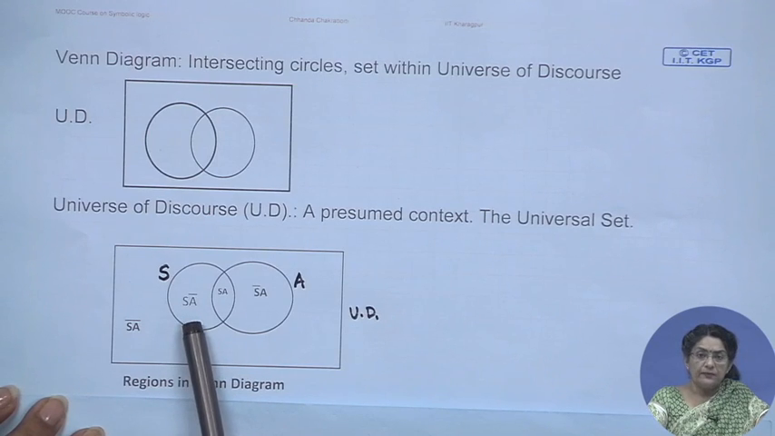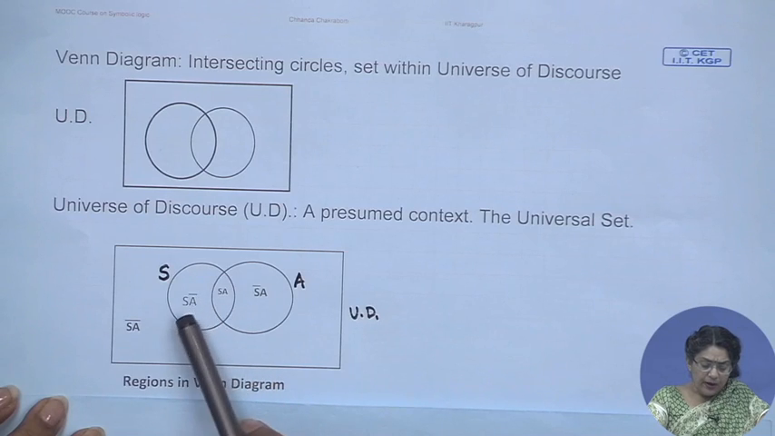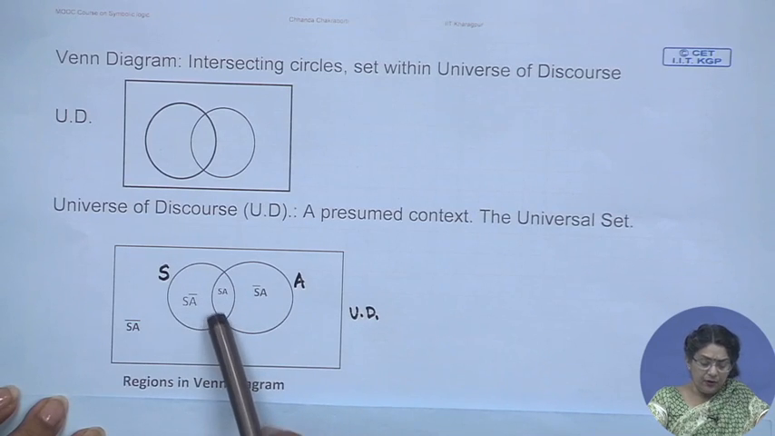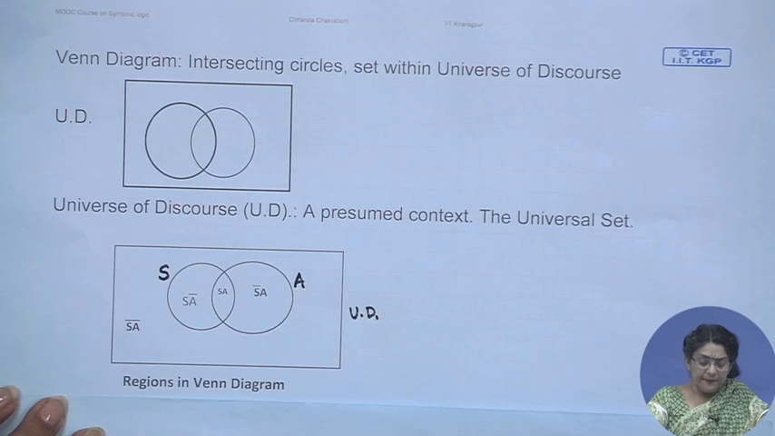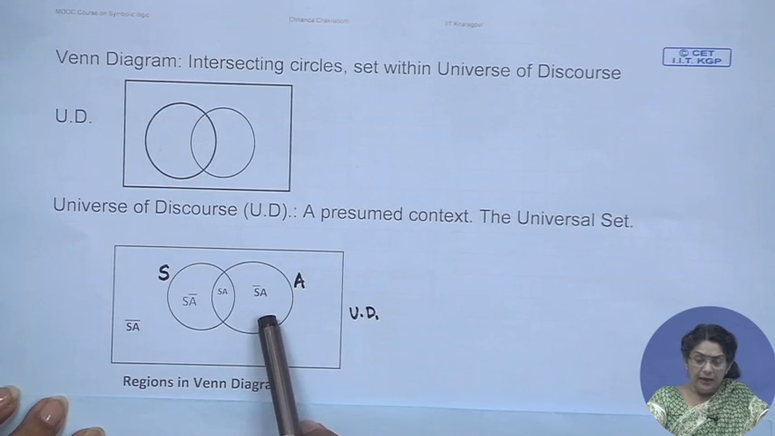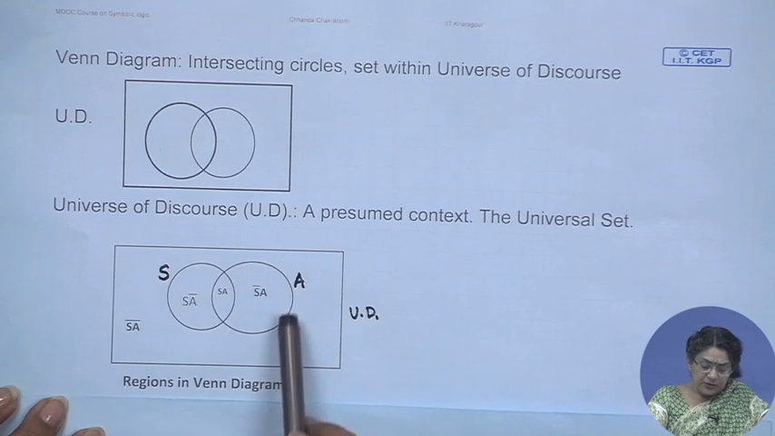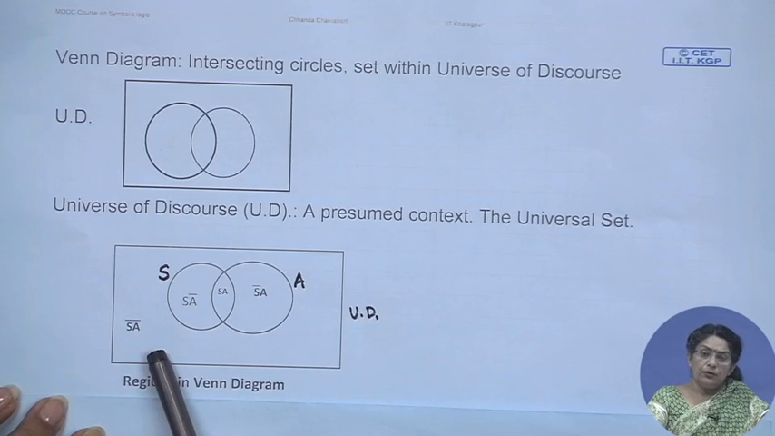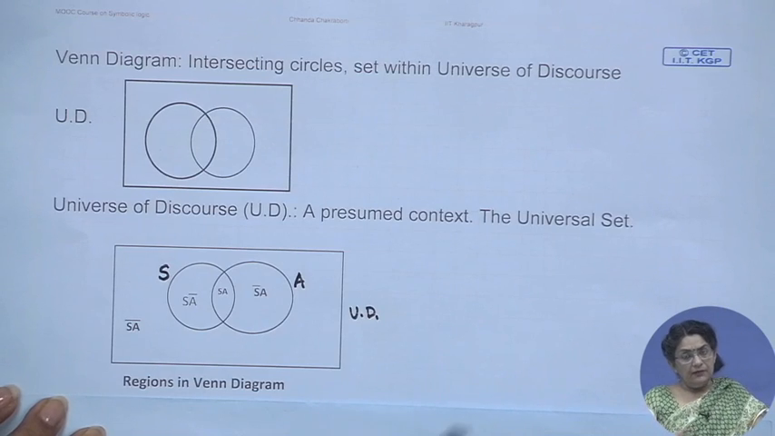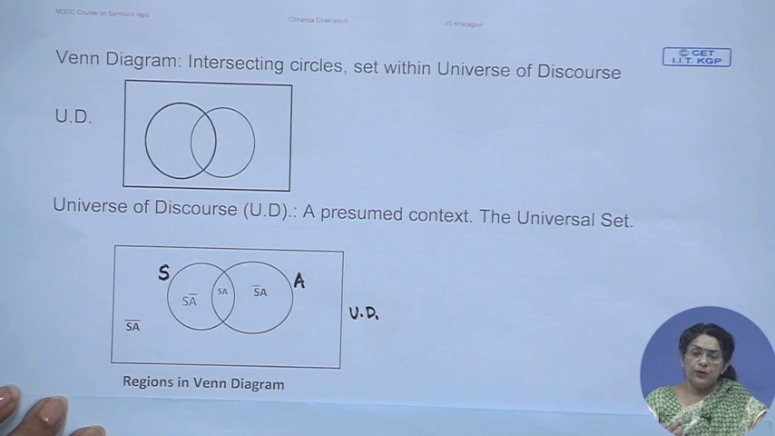So, S A bar. This, on the other hand, is the area where there is S, there is also A. We call it the intersection area of S A. Look at this, this is labeled as S A. This area, on the other hand, is A, but not S. So, you have S bar A. So, this represents all the regions within these two overlapping circles, but there is still an area within your UD where there is no S, no A, but still it is within the context, and that area is S bar A bar. Got me?